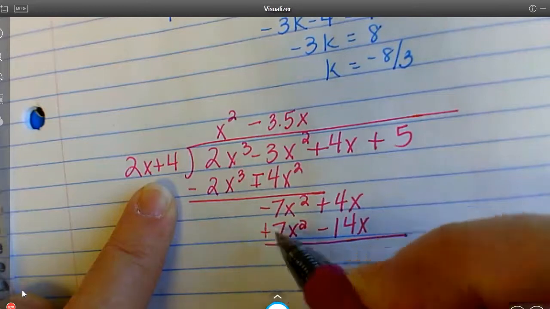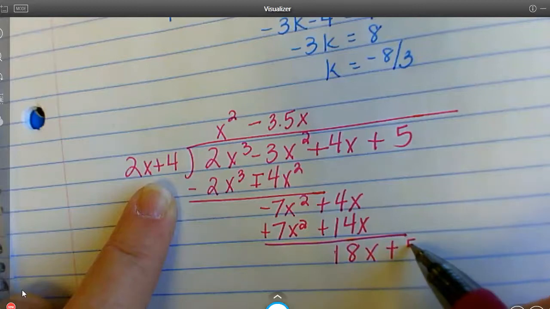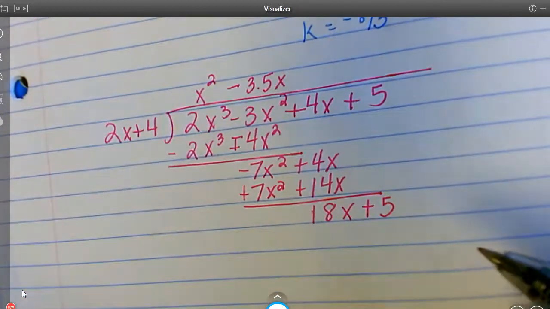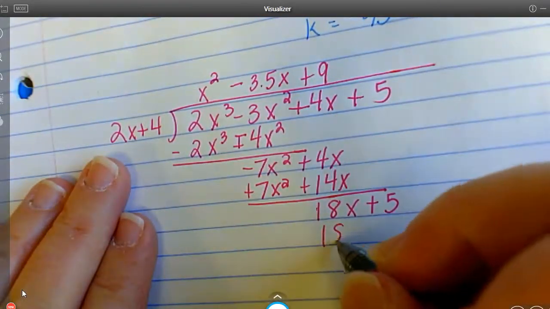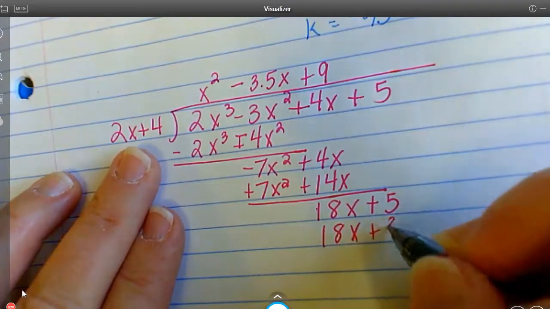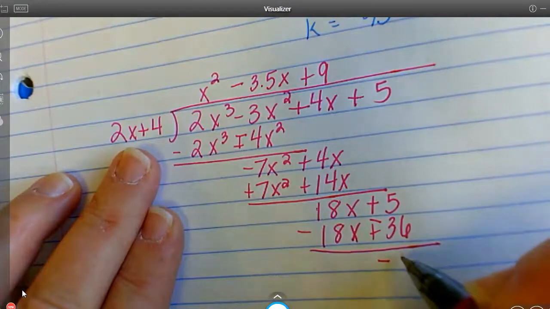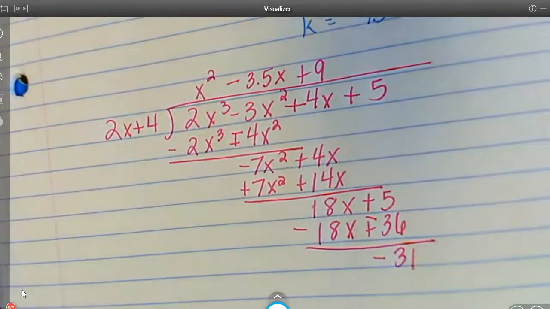We're going to subtract, or change our signs. So we get 18x. Bring down that 5. 2x times what will give me 18x? 9. Then we multiply by 9. And then we subtract. So our remainder on this problem is negative 31.